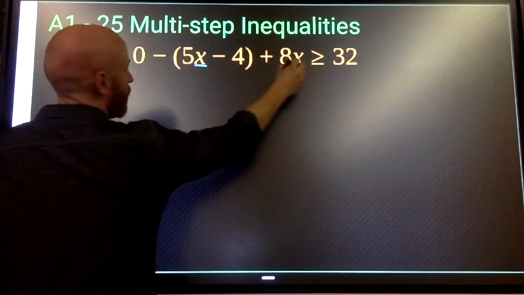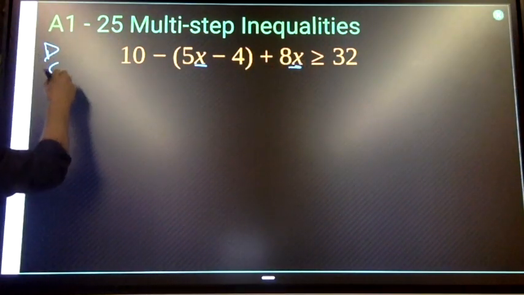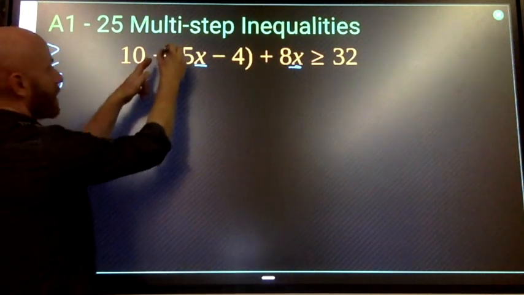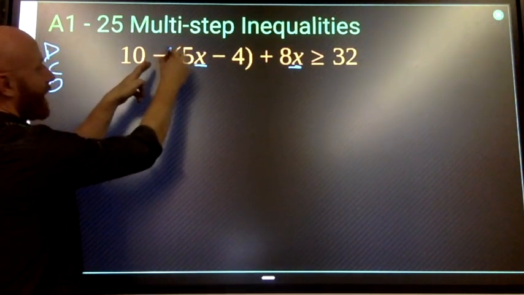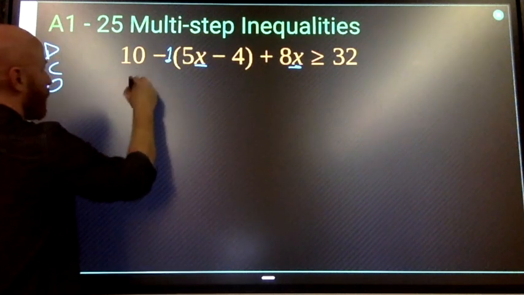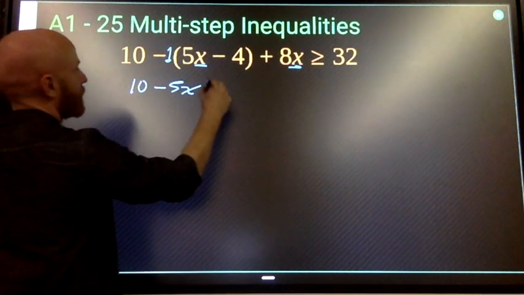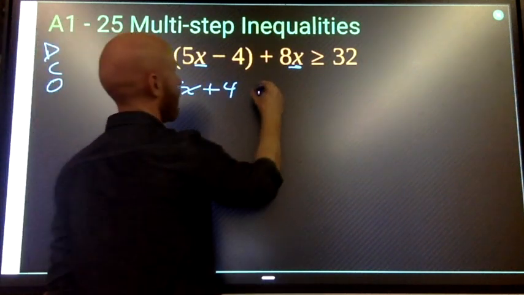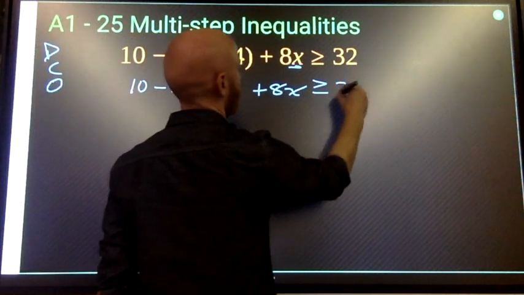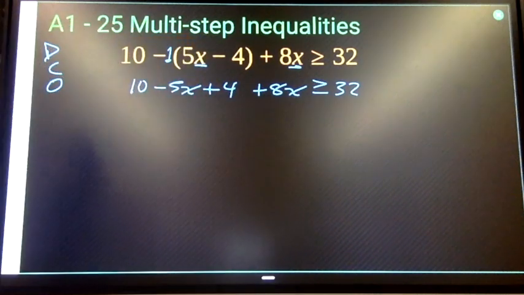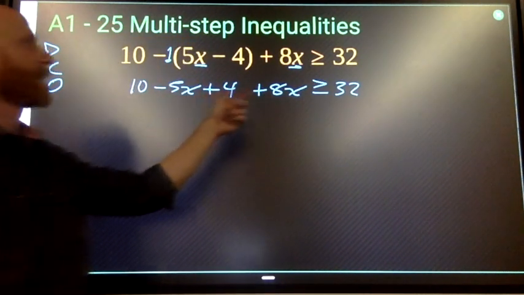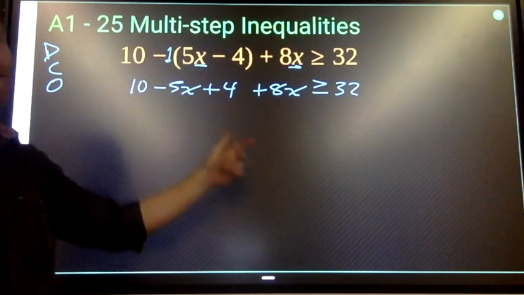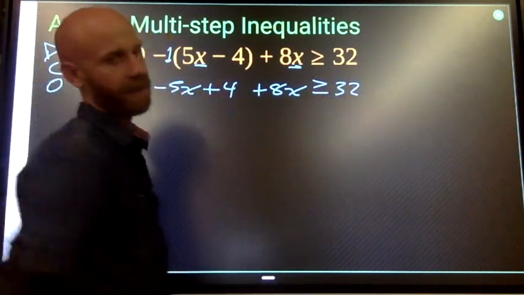Again, 2 spots for x, so we're going to need to distribute, combine, then use our opposite operations. Distribute, there's an understood negative 1 here. So we got 10 minus 5x's plus 4. All right, negative 1 times negative 4 is positive 4. Plus 8x's is greater than or equal to 32. All right, why did I not flip the sign around? I'm multiplying by negative 1. Because we only spin the sign around if we're multiplying both sides by a negative number.